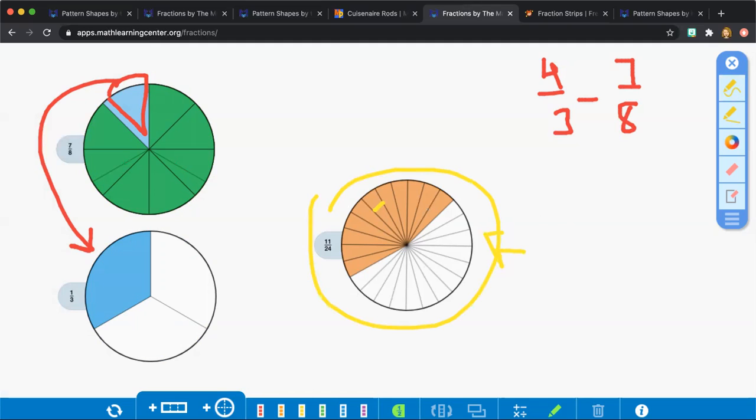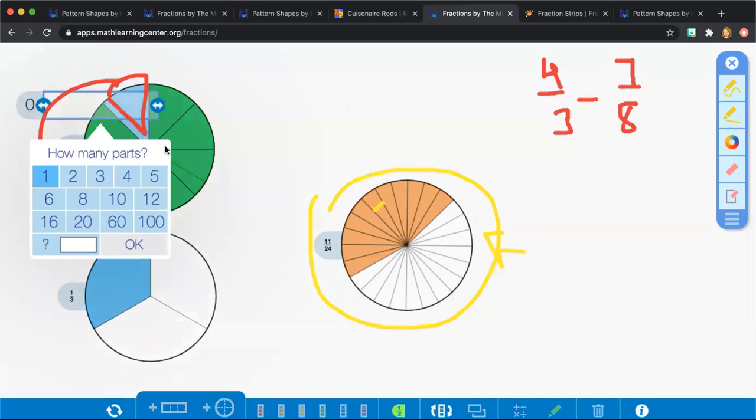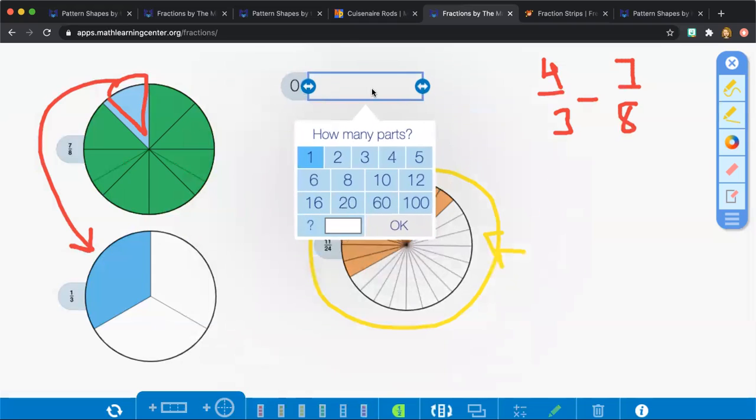I will now challenge you to try it with the fraction bars here. How is that different? How is it the same? Can you show the exact same subtraction? And then this idea of a common denominator, needing to find the 24ths to find the exact difference between these fractions, 4/3 and 7/8.